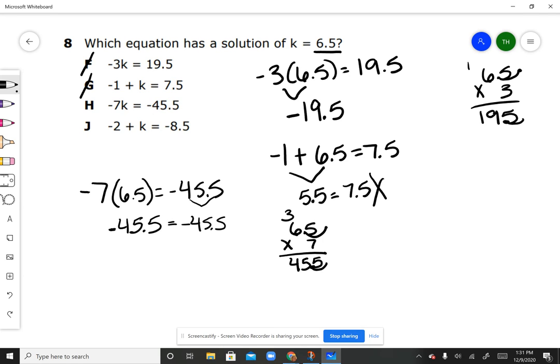I'm just bringing down what was here. Does that match? Yes, it does. So I'm going to put a check mark. I'm going to put a question mark for H, and I'm going to move on to J.